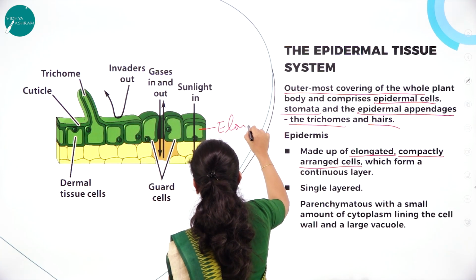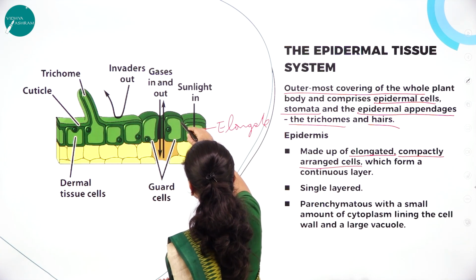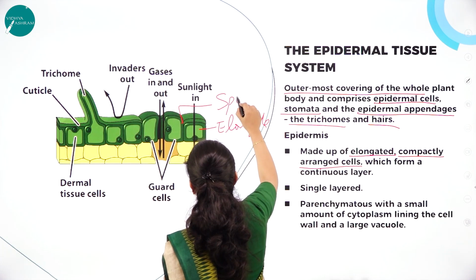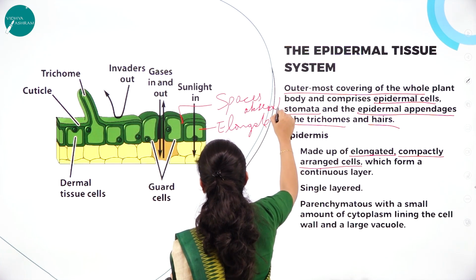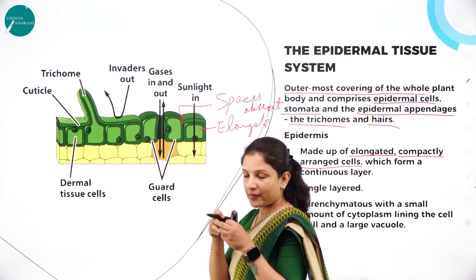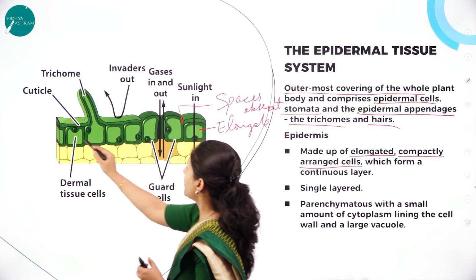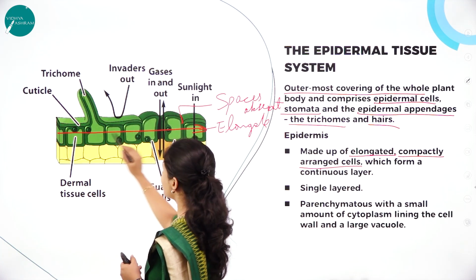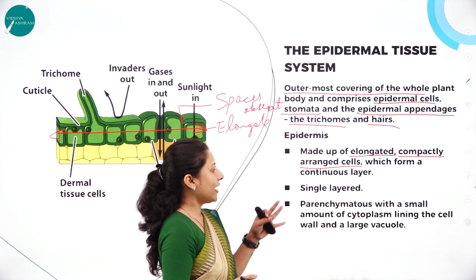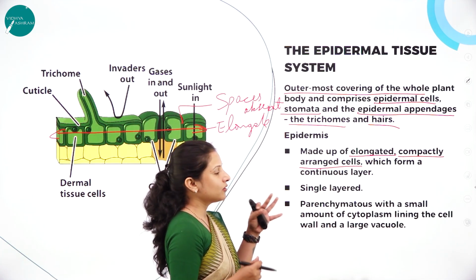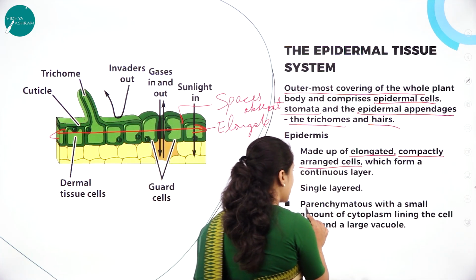The cells are elongated and you can see there is no spacing, spaces absent between the cells. They don't have intercellular spaces, and that is why they are compactly arranged and they form a continuous layer at a stretch like this. So that is how the epidermal tissue looks, and it is single layered, and they are made up of, as I told you, parenchyma cells.